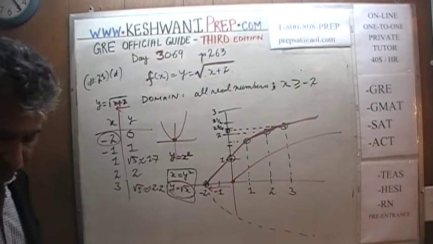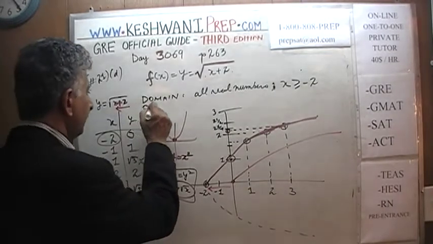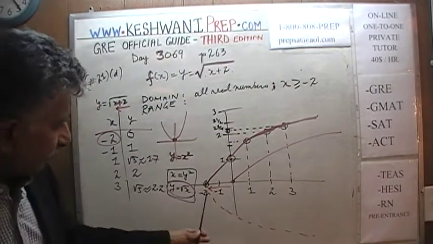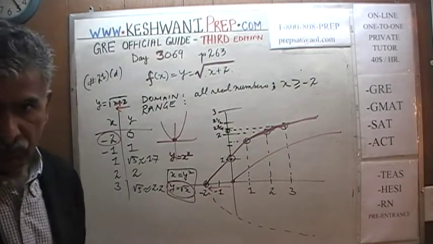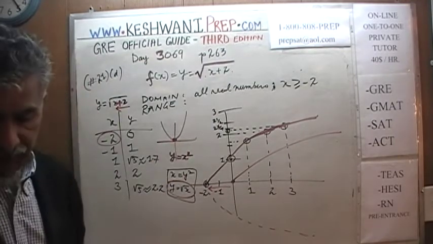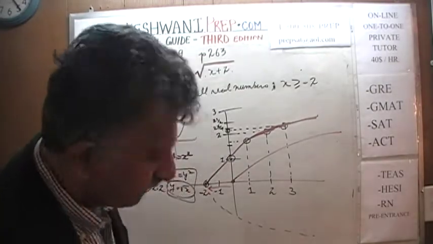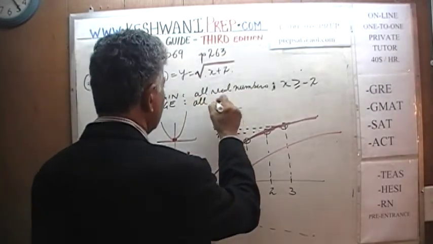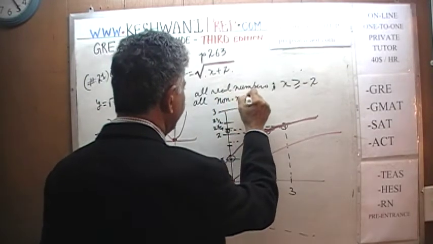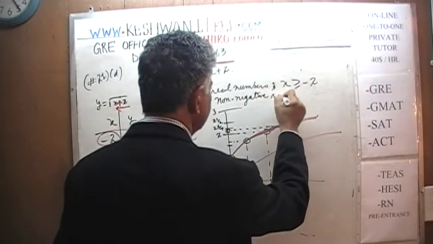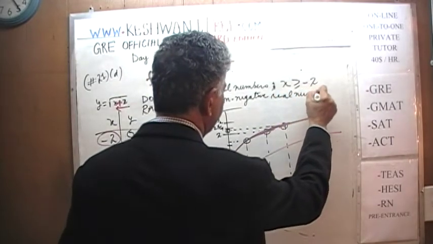What about its range? We have the domain, what about the range? As you can see, there are no negative values for y. y does not take negative values. So how do we express that idea? This is how we write it. The range here is all, listen very carefully, all non-negative real numbers.